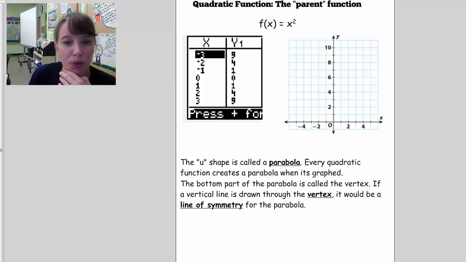Okay, so the first function we're going to talk about is f of x equals x squared, and this is what we're going to call a parent function. This is the simplest quadratic function that we can graph. All it does is simply take an x and square it.